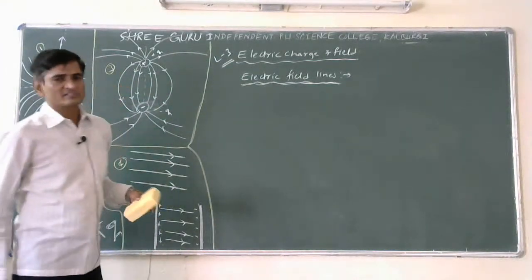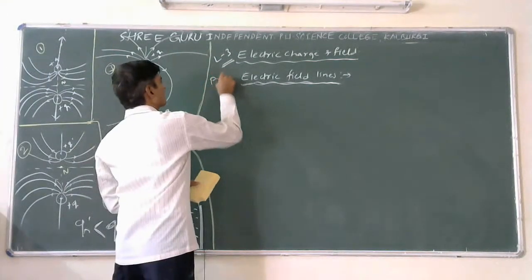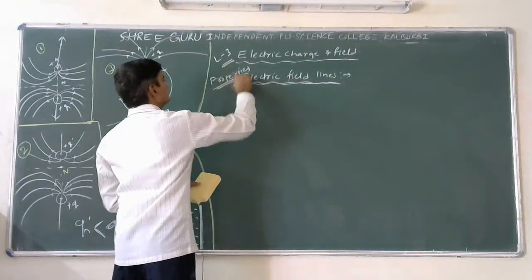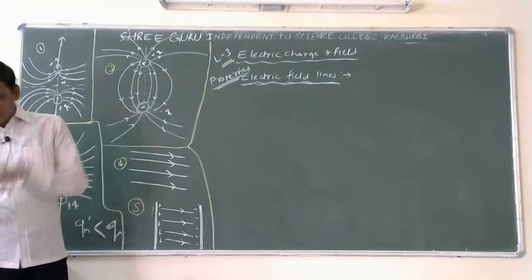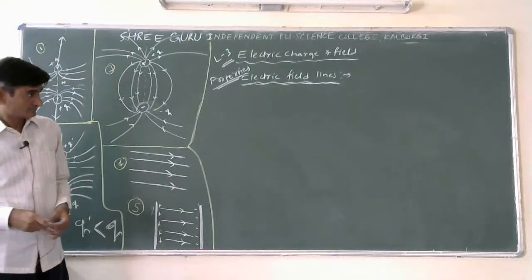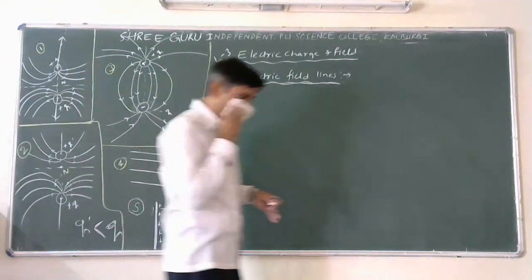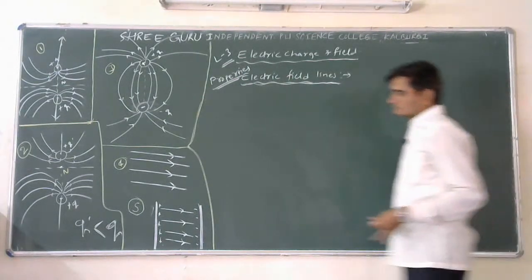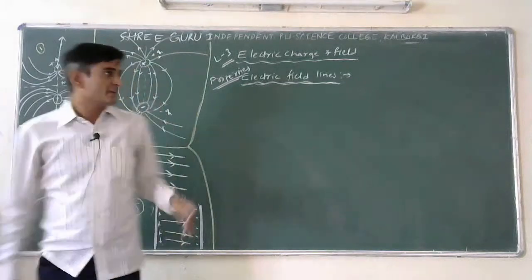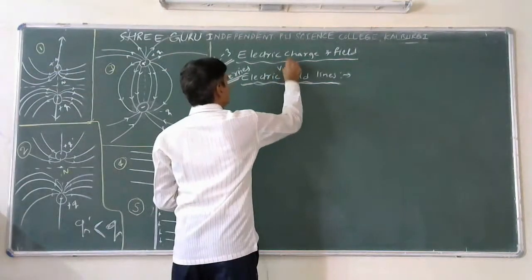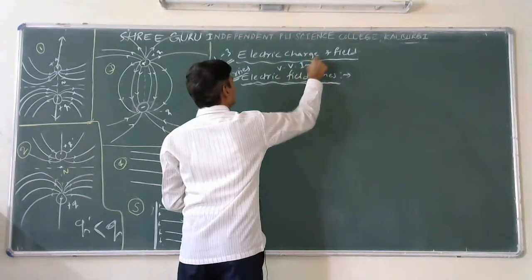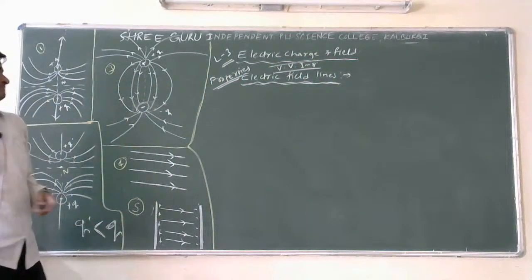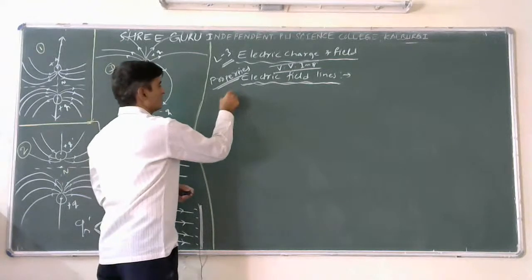So let us understand properties of the electric field lines. Very, very important. This is very, very important. Many times they have asked in the question paper. Open the question paper, you will understand: write the properties of electric field lines. Okay. First one.